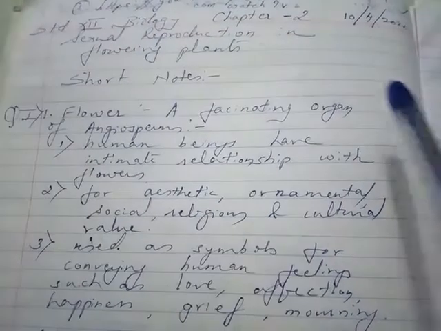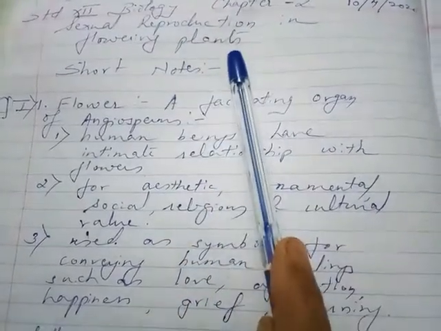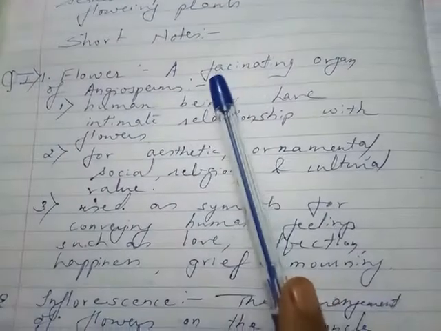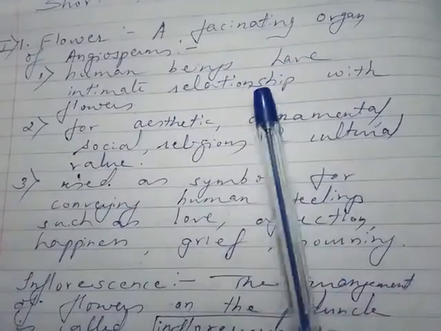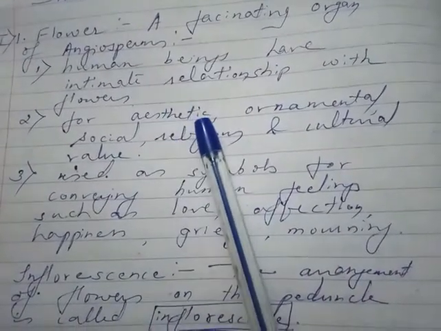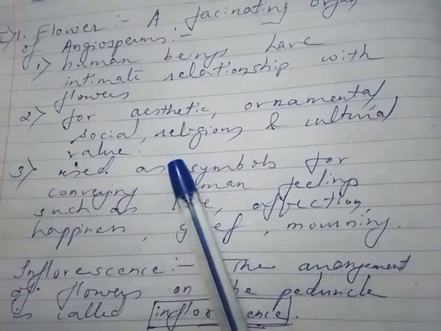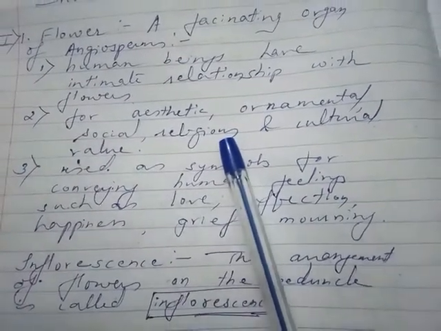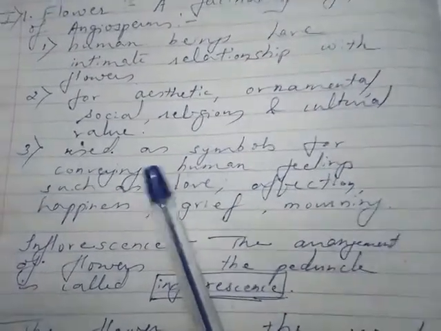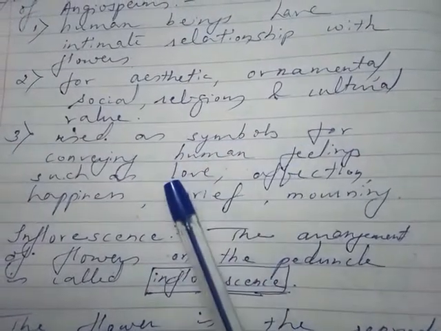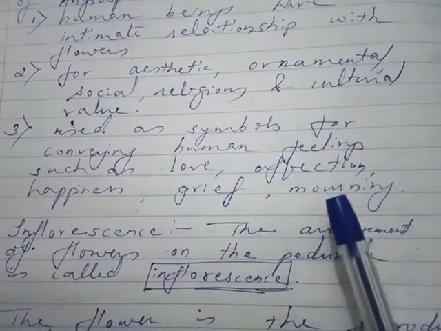Hello everyone. Today let us revise the second chapter, that is sexual reproduction in flowering plants. The flower is said to be a fascinating organ of angiosperms. Human beings have an intimate relationship with flowers for aesthetic, ornamental, social, religious and cultural value. In pujas also we use flowers, and as ornamentals we keep flowering plants in the garden. They are also used as symbols for conveying human feelings such as love, affection, happiness, grief and mourning.